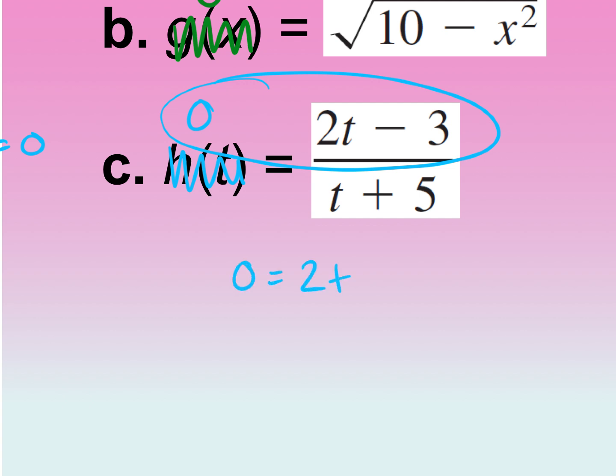So 0 equals 2t minus 3. Add 3. And divide by 2. So t equals what?